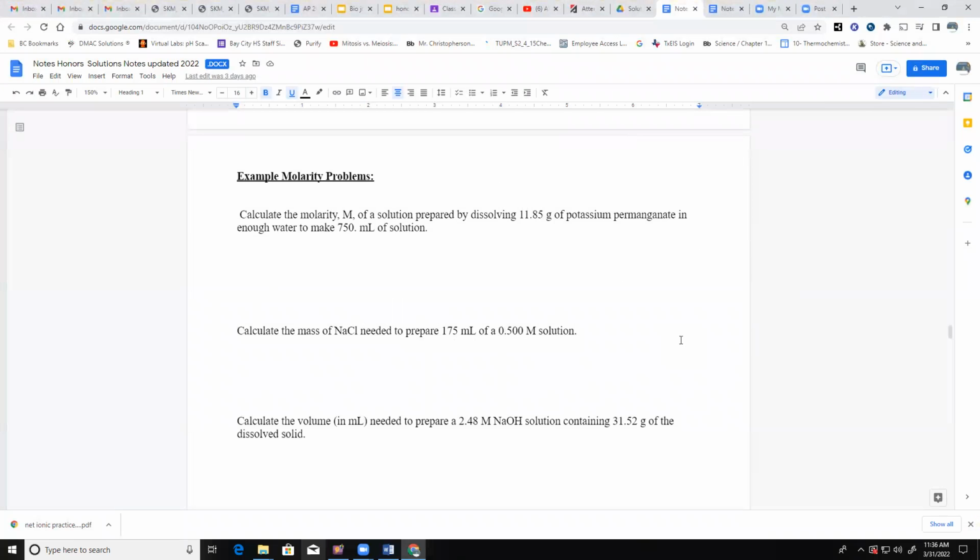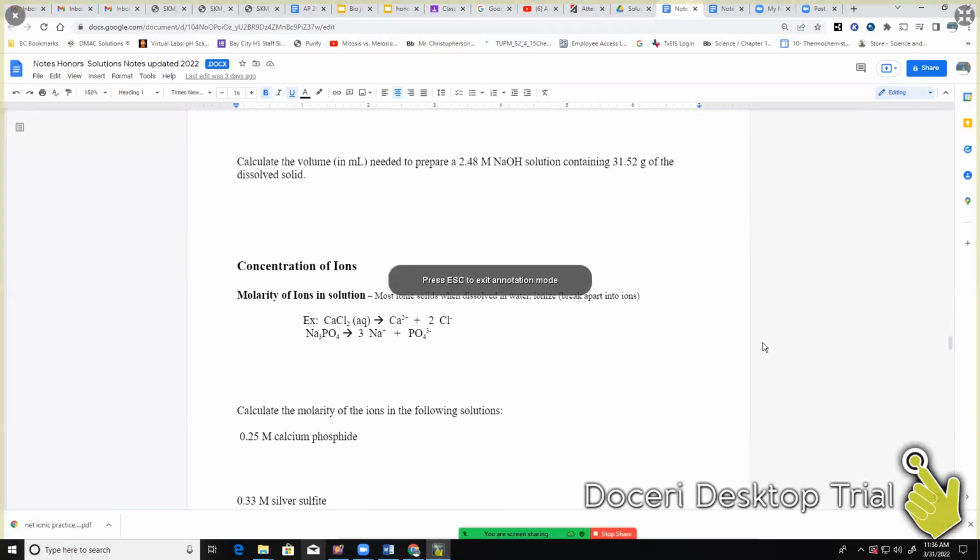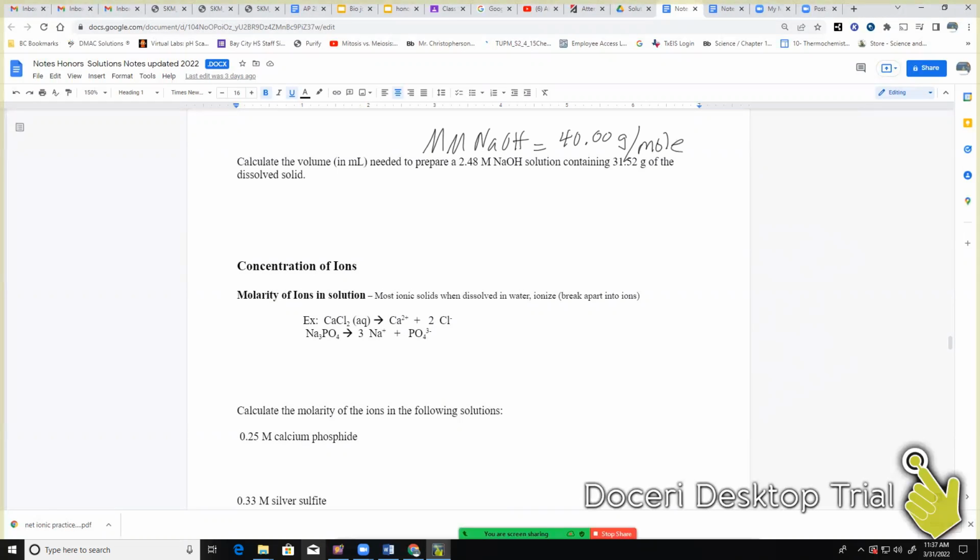All right, I want y'all to give the next one a try. It's a little bit different. I'm going to give you the molar mass of sodium hydroxide because you eventually need it. The molar mass of sodium hydroxide is 40 grams per mole. You'll need that at some point. I don't think anybody has gotten it yet in any of my classes, and I have confidence.